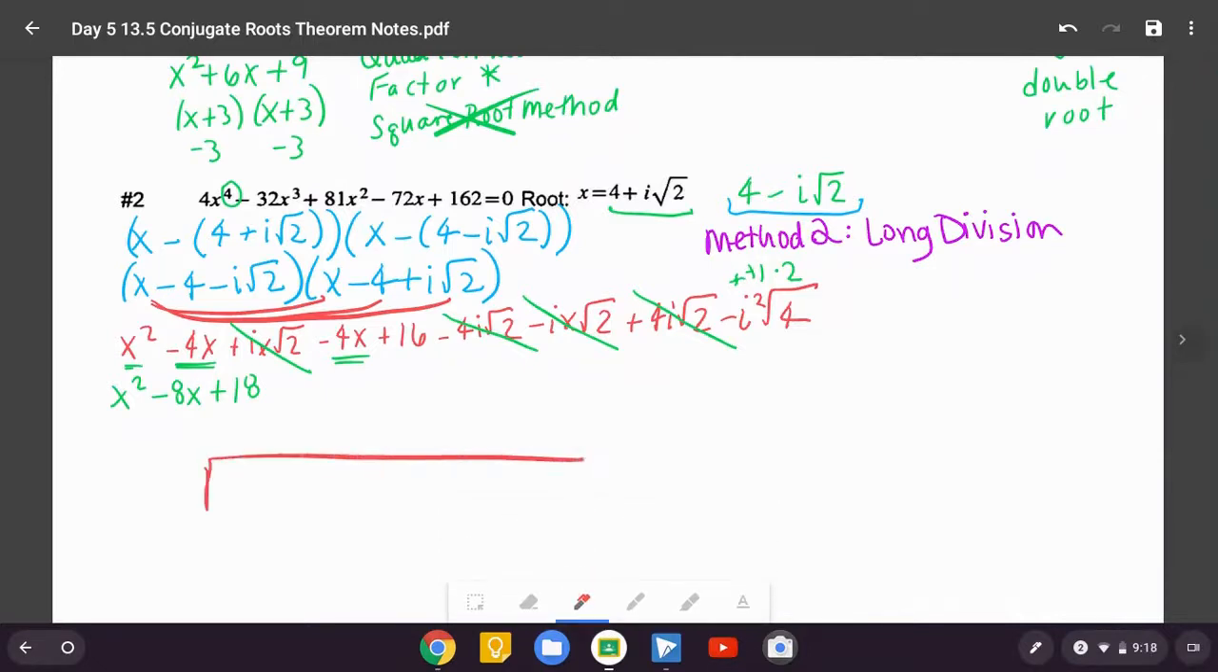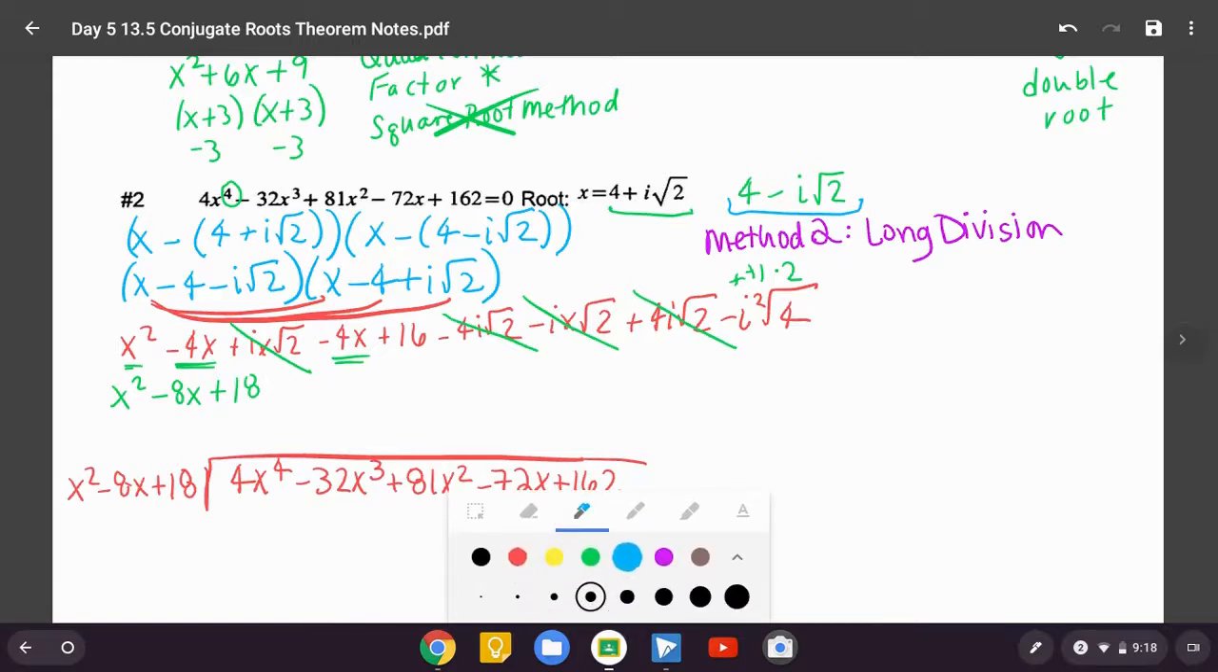And we're going to divide by x squared minus 8x plus 18 from the original polynomial, which is 4x to the fourth minus 32x to the third plus 81x squared minus 72x plus 162. All right, so I need to divide, and when I do that, I look at really just the first term. So x squared times what will give me 4x to the fourth? Well, I know I need a 4 there.